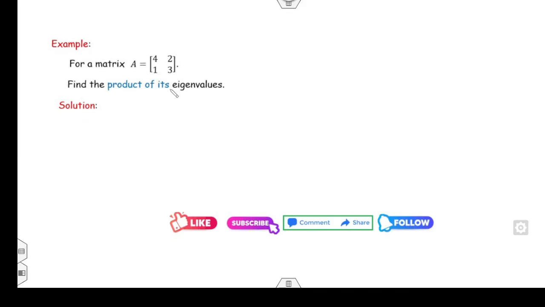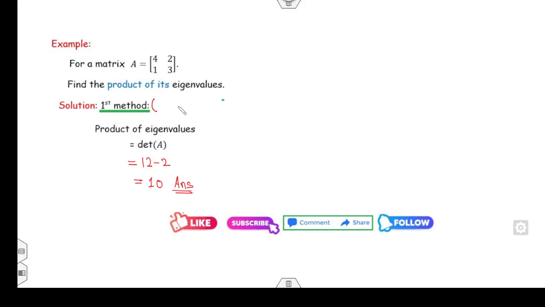Second example is, for the matrix A, find the product of the eigenvalues. Again, I will tell you two methods. The first method is by using the property. The second method is by using the definition. So what is the product of the eigenvalues? If there is a 2 cross 2 matrix, there are two eigenvalues. The product of the eigenvalues is nothing but the determinant of the matrix. So can you find the determinant of the matrix? 12 minus 2, which is 10, is the right answer of the problem.